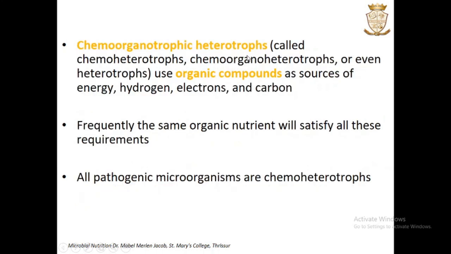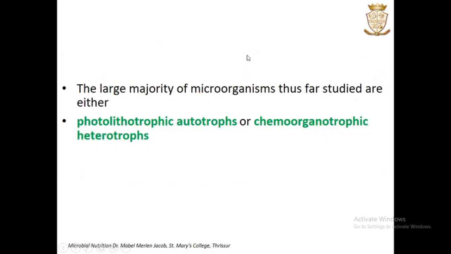The second group which most microorganisms fall into is the chemoorganotrophic heterotrophs, also called chemoheterotrophs, chemoorganoheterotrophs, or even just heterotrophs. They use organic compounds as sources of energy, hydrogen, electrons, and carbon. Frequently, the same organic compound will satisfy all these requirements. All pathogenic microorganisms are chemoheterotrophs. So, as mentioned, a large majority of microorganisms so far studied are either photolithoautotrophs or chemoorganoheterotrophs.